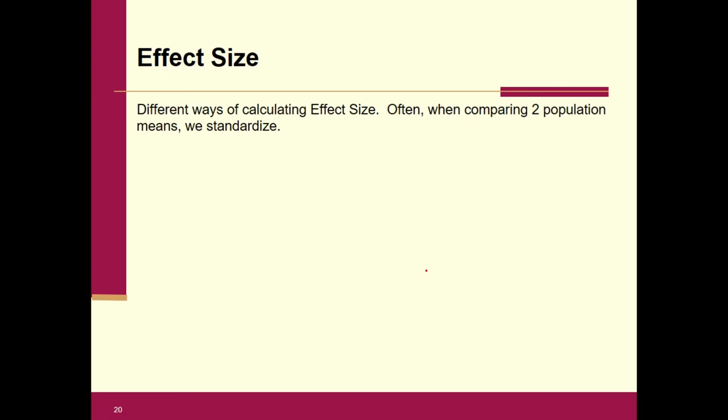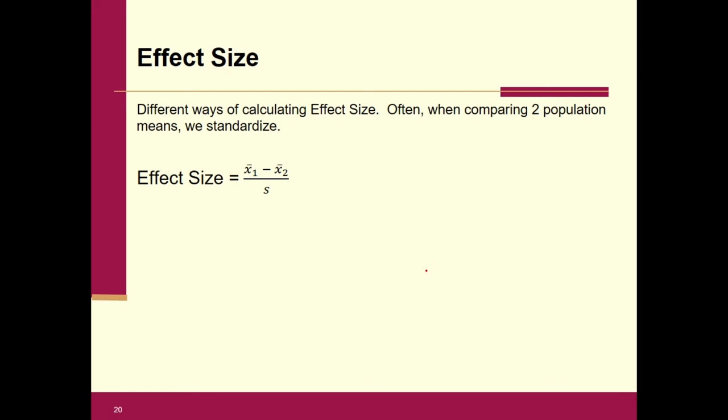Now there are different ways of calculating the effect size, so I'm just going to show you one way. If another class or researchers say, hey, we calculated the effect size, just note that there are different ways. But I'm going to show you probably the most straightforward way. Often when comparing two population means, we standardize. Now, what does standardization mean again? That means to calculate Z, right? And so you can think of the effect size as a Z.